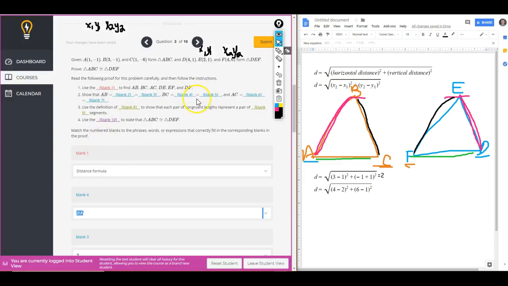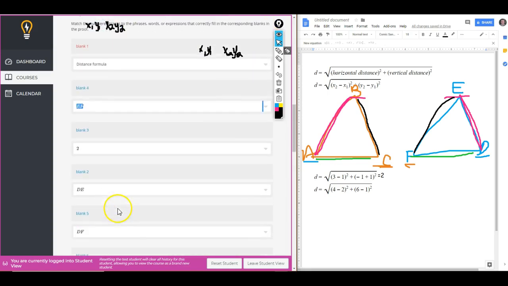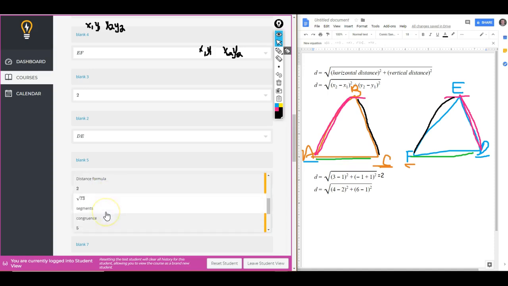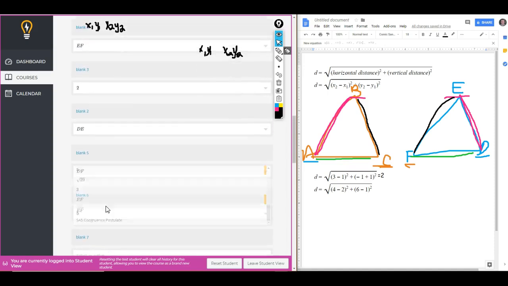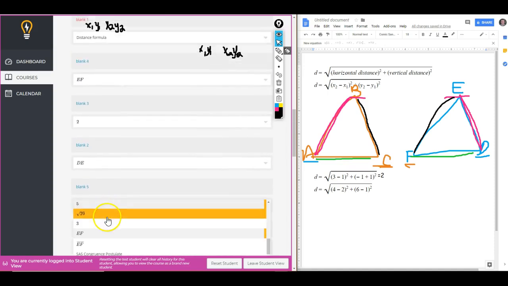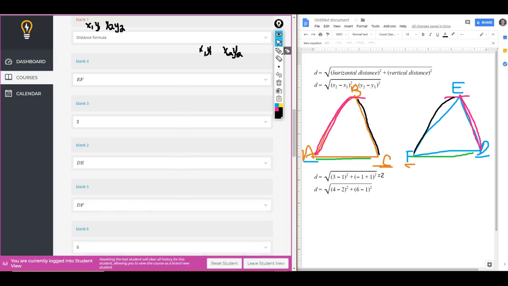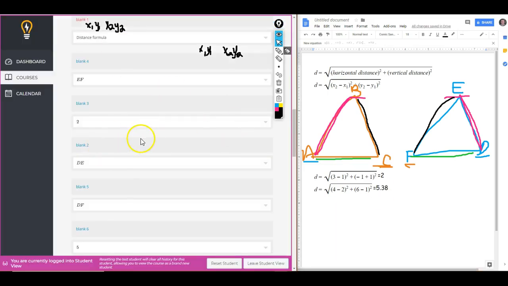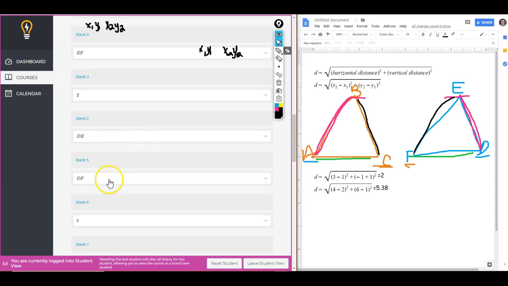So if we jump back to blank 5, notice that it doesn't have a 5.38. We have the square root of 29. So let's check that. What's the square root of 29? That comes out to be exactly what it was. So it equals 5.38, which is equal to the square root of 29. So that's how I'd use the calculator to help me solve that.